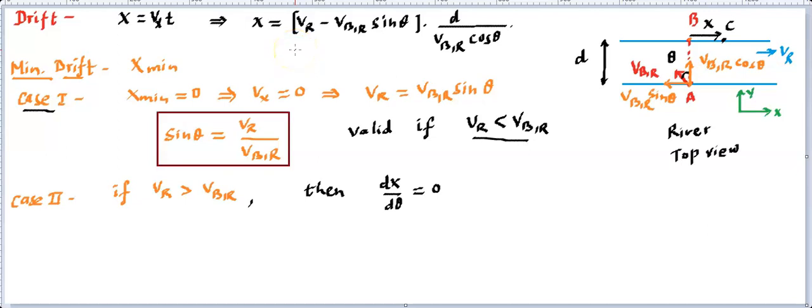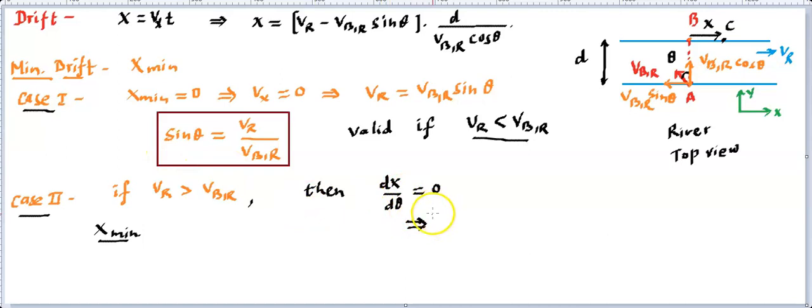I'm leaving this to you as homework. You just differentiate it with respect to theta, treat all others as constants, and then put it to 0, because you have learned what differentiation is. Once you do this, after calculations, you will get a result. When you do this differentiation and put it 0, we are basically interested in minimizing x, so x minimum means minimum drift. We are talking about the minimum drift in this case as well, right?